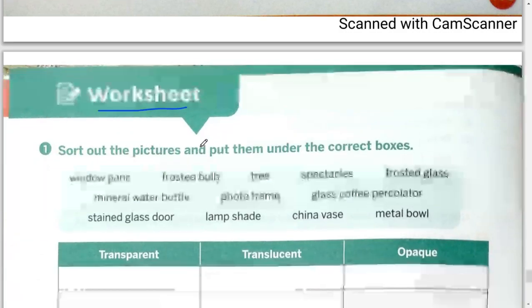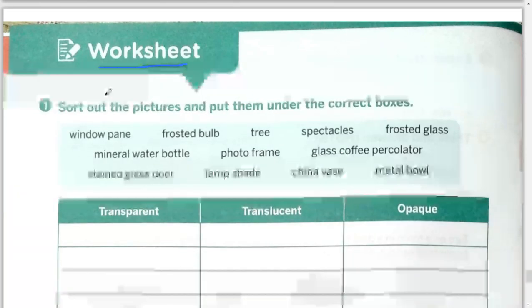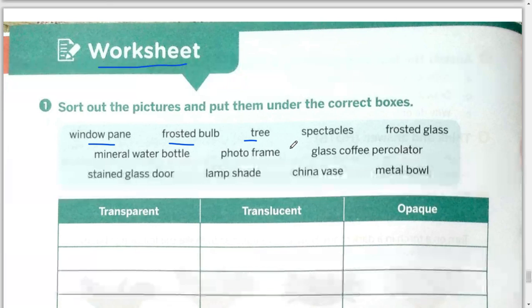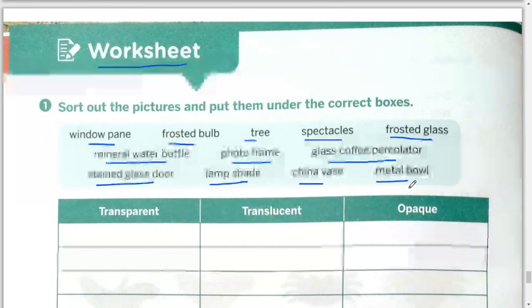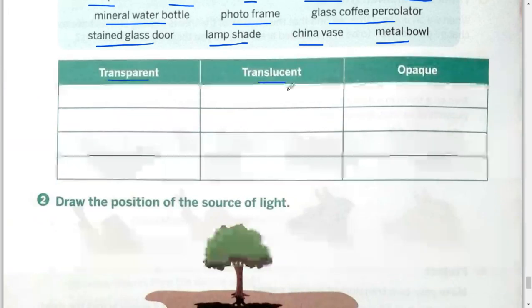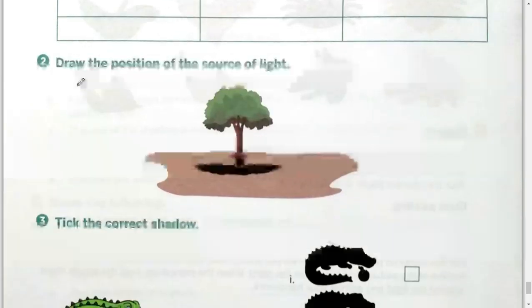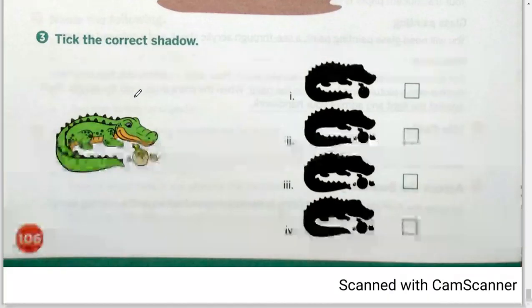Worksheet. Sort out the pictures and put them under the correct boxes. Window pane, frosted bulb, tree, spectacles, frosted glass, mineral water bottle, photo frame, glass coffee percolator, stained glass door, lampshade, china vase, metal bowl. Transparent, translucent, opaque. Do this and comment this. Draw the position of the sources of light. Do this. Take the correct shadows. Do this and comment this.